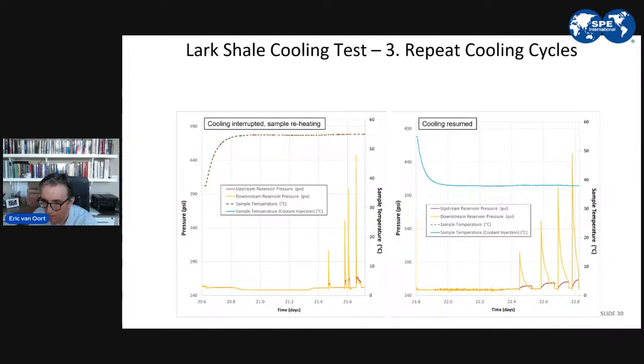Then we said, okay, well, this is just one cycle that we've done. Let's do lots of cycles. So let's heat the sample back up to in situ conditions and then cool it back down. And let's do that several dozen times and see what we get. And you can already see what the result was. While we're heating up, of course, we continue to have a good barrier, but when we're cooling down, we maintain the barrier. And in fact, after literally dozens of cooling cycles, we were not able to compromise the barrier in any way.